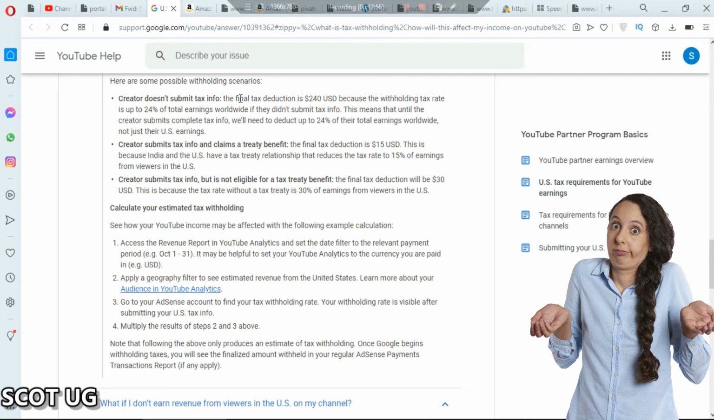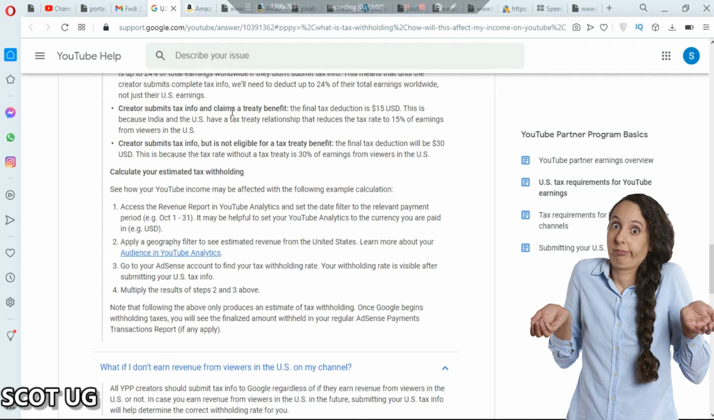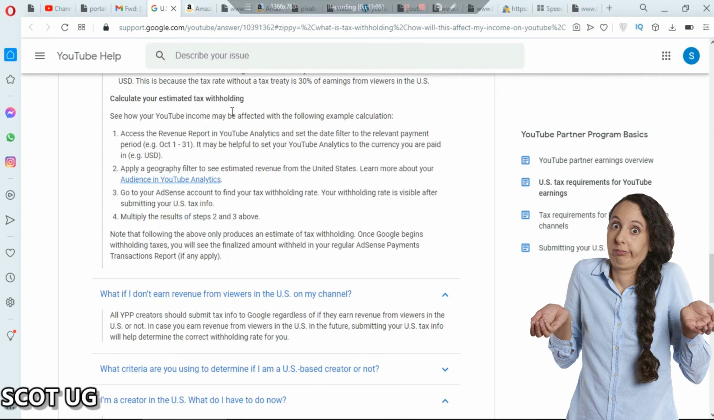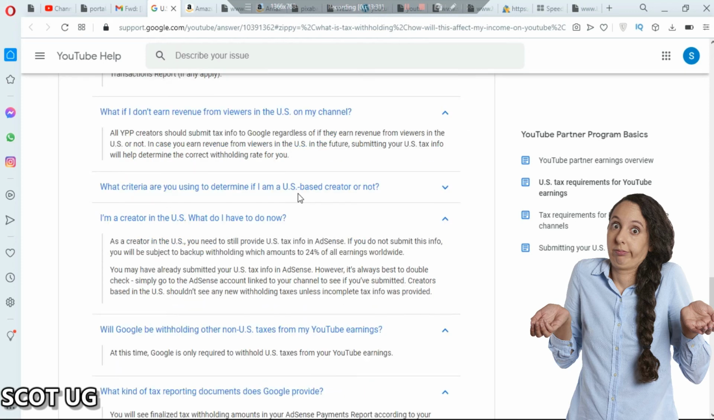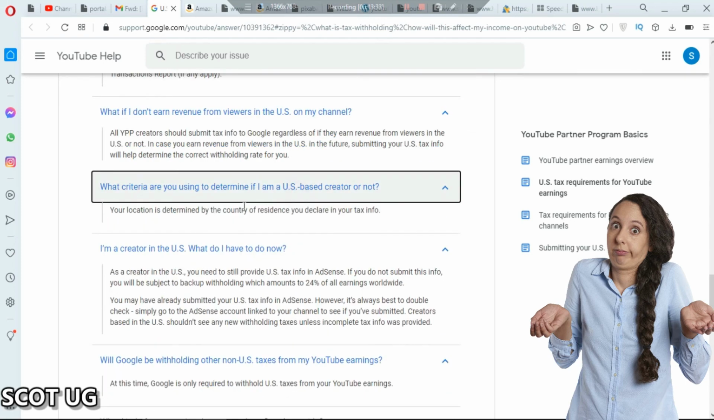Of course, they will withhold 24% of the total earnings worldwide, and it will be taken as taxation. If I don't earn revenue from viewers in the US on my channel, I think the overall answer is that you must submit your details, because what if you have viewers in the US in the future? It will help with easy setting up of everything.